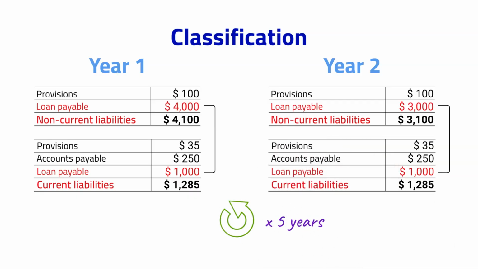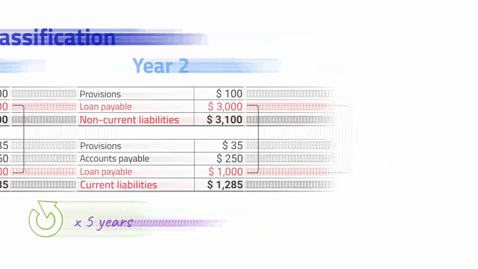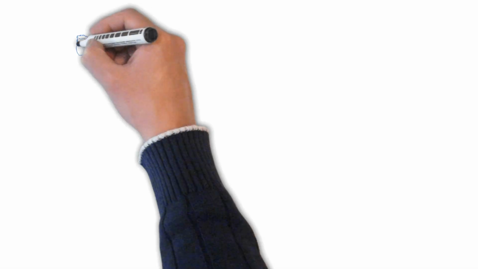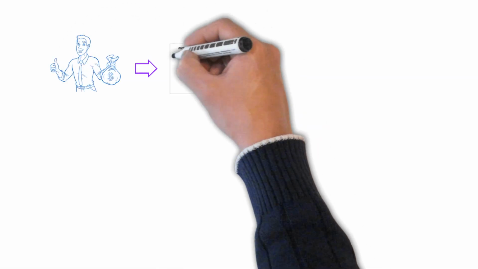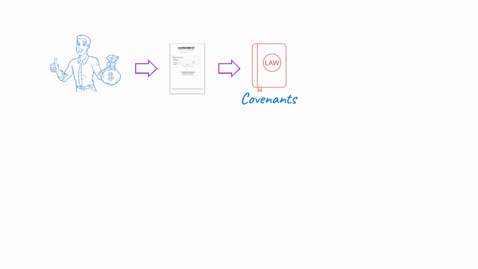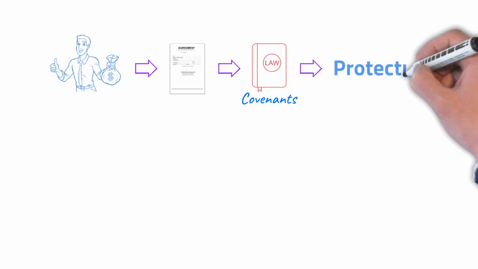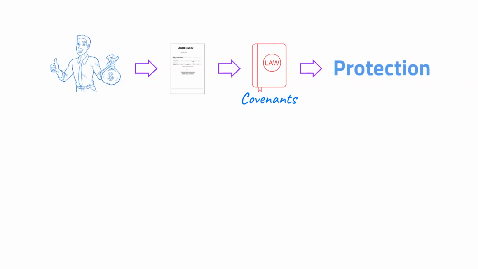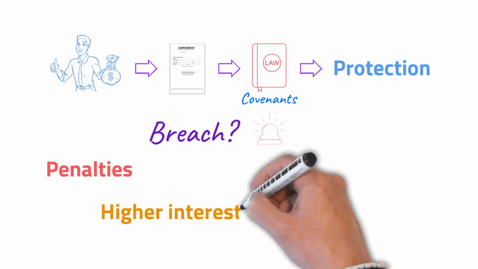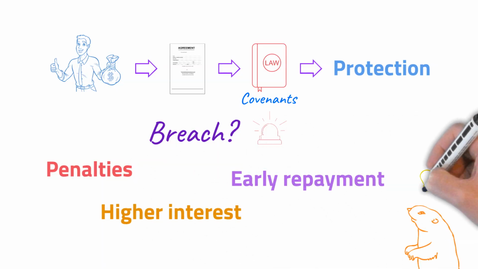Also, if interest is paid monthly or annually, it will be added to the balances of the current portion of the loan. Now, let's have a look at covenants. When companies borrow money, lenders don't just give cash and hope for the best. They set covenants, rules the company must follow during the life of the loan. These covenants protect the lender by making sure the company stays financially healthy. If the company breaks a covenant, the lender may charge penalties, increase interest, or even demand early repayment.